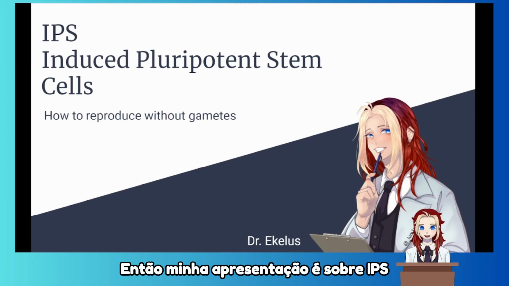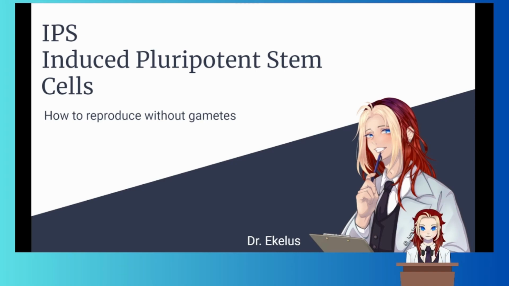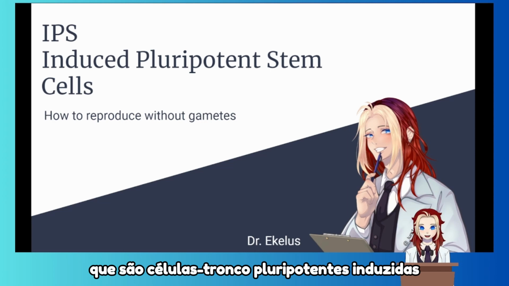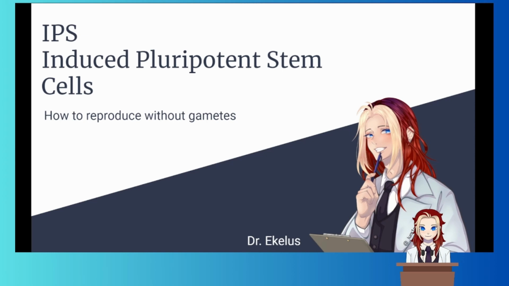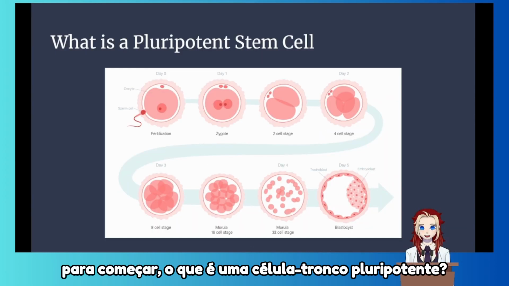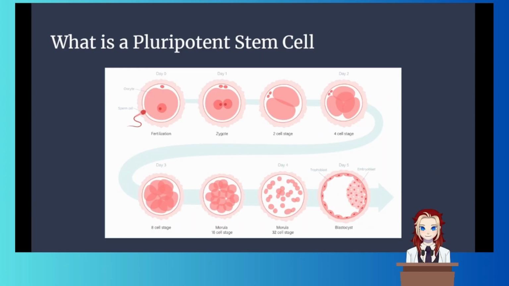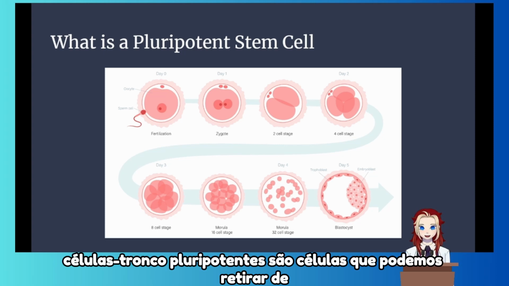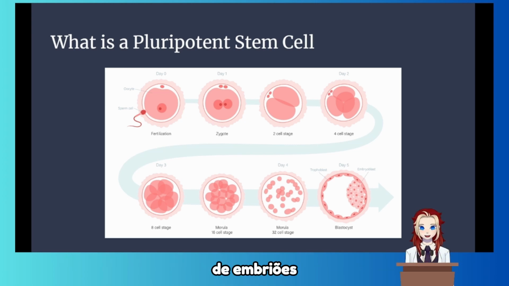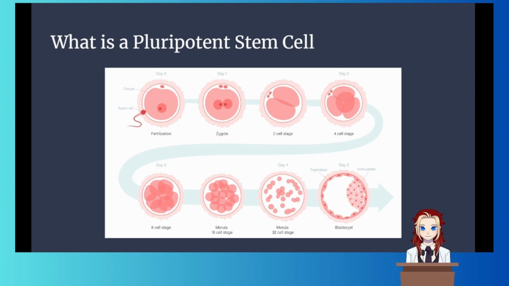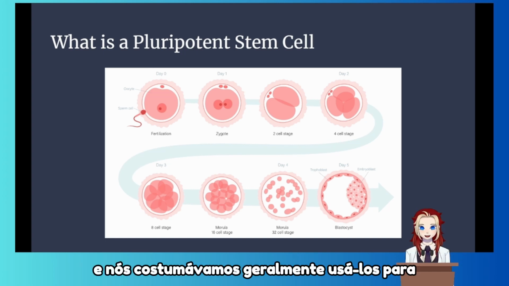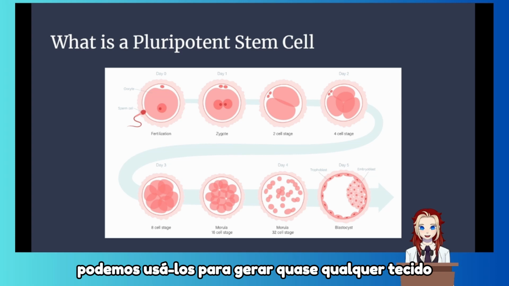So my presentation is on IPS, that is induced pluripotent stem cells, and how to reproduce without gametes. To begin, what is a pluripotent stem cell? Well, pluripotent stem cells are cells that we can take from embryos. We normally take them from embryos, and we generally use them to generate almost any tissue.